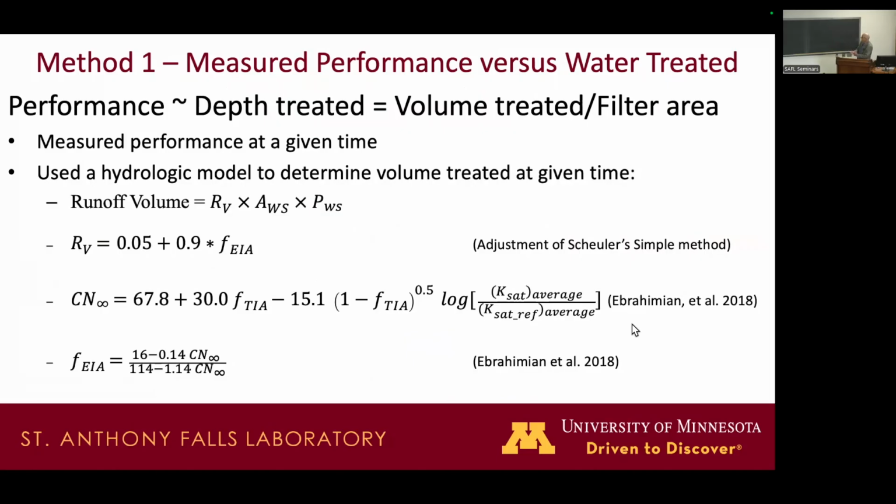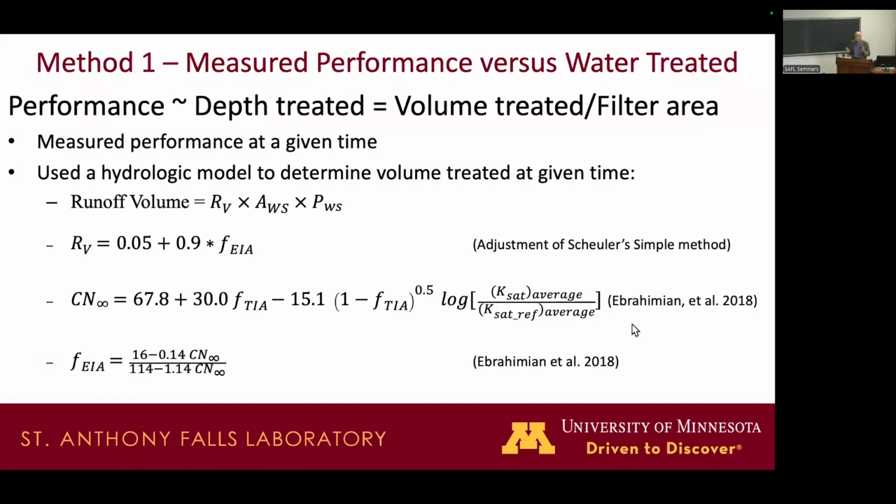So method 1, measured performance versus water treated. Our idea is performance is proportional to the depth treated, not necessarily the water treated. And depth treated would be volume treated over filter area. So you take volume over area, you get a depth. And so you can imagine that if you have a huge water column that would be flowing through your filter. But we measured performance at a given time.